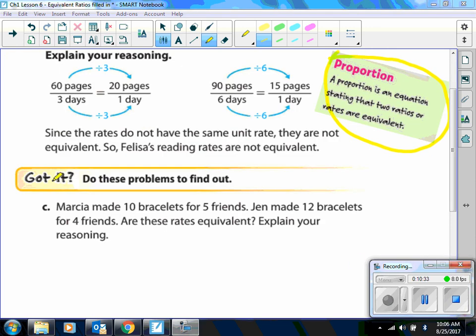Let's do this got it problem together. Marcia made 10 bracelets for 5 friends. Jen made 12 bracelets for 4 friends. Are these rates equivalent? And explain your reasoning. And once again, we're going to look at the different rates that they're given. Okay, for Marcia, that's 10 bracelets for 5 friends. And for Jen, that's 12 bracelets for 4 friends. So that's the important information that you should write down in your spiral notebook before you start the problem.